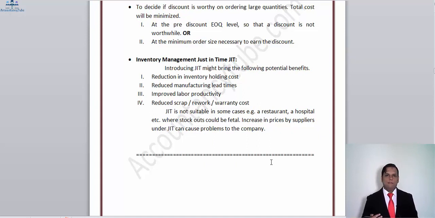It will frustrate the customer and he or she will simply leave the restaurant if getting lunch takes an hour's delay. So it is neither practical nor rational to go with the just-in-time system in hospitals and restaurants, where stockouts could be fatal. As I just told you, increases in prices by the supplier under JIT can cause problems to the company. It gives a lot of bargaining power to the supplier.